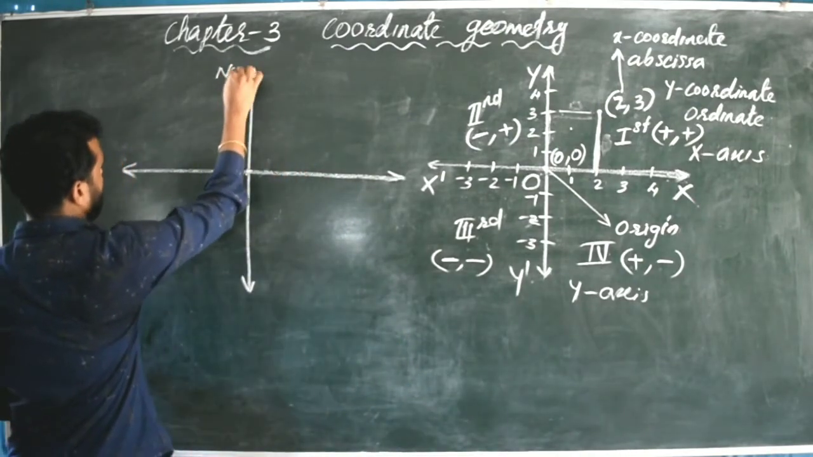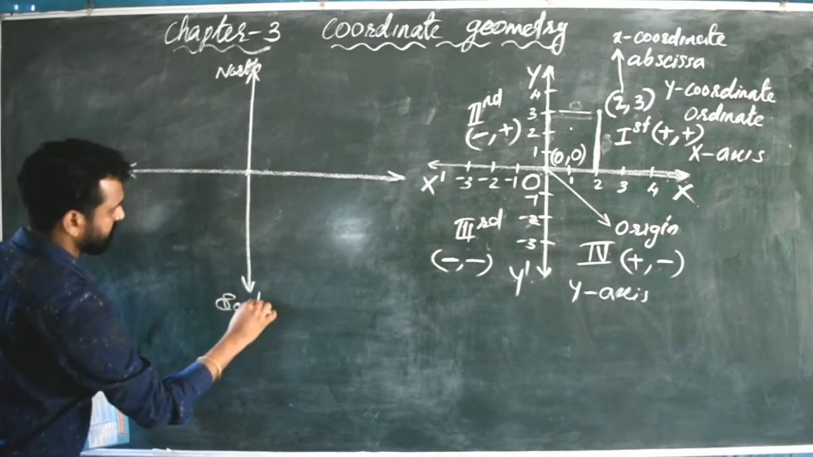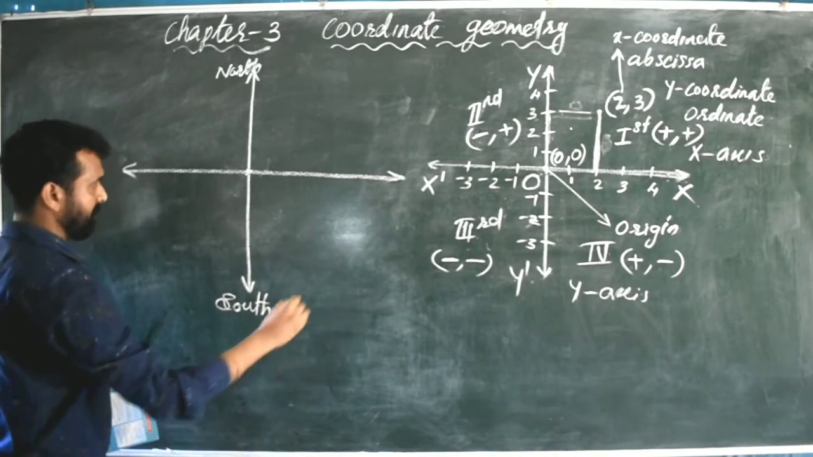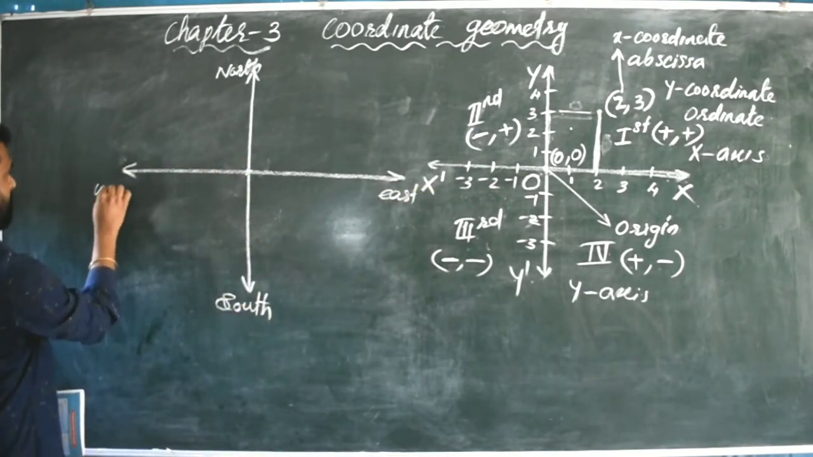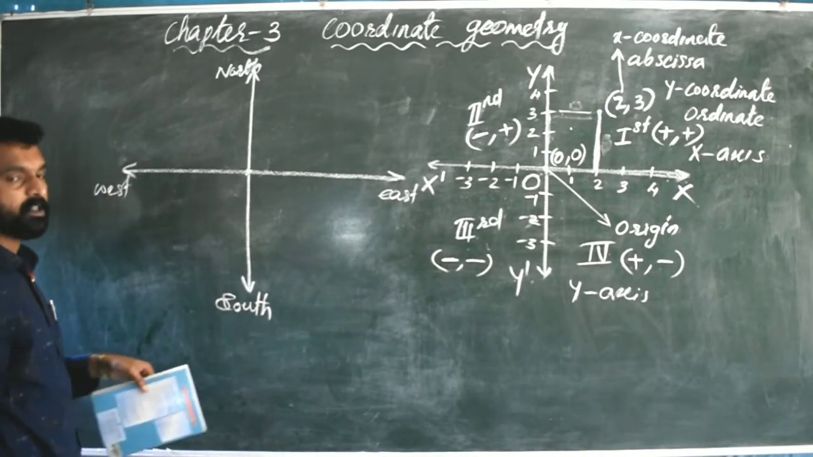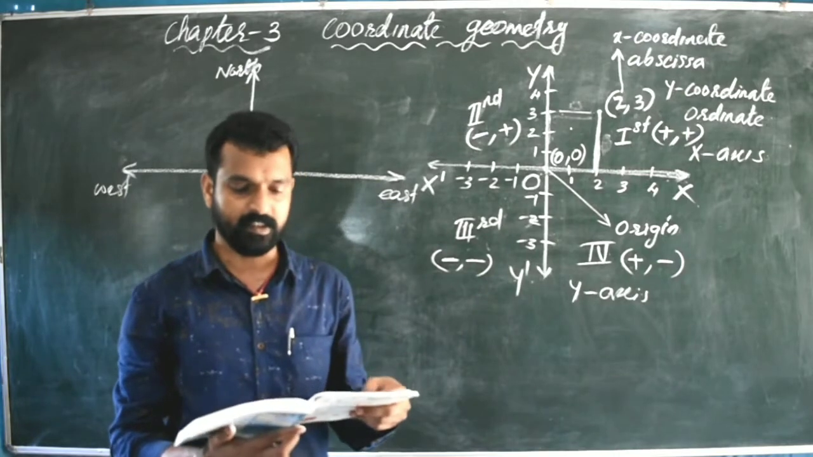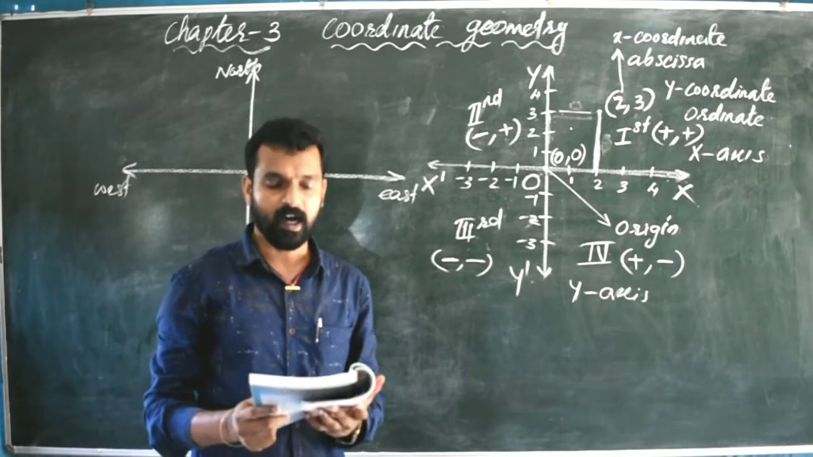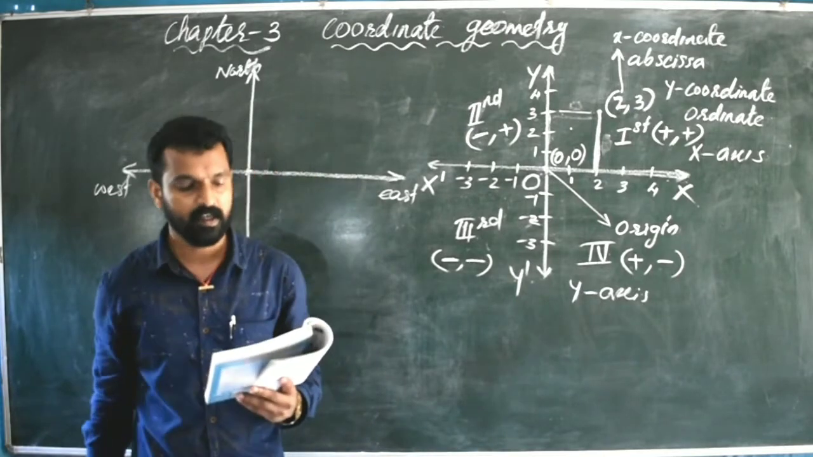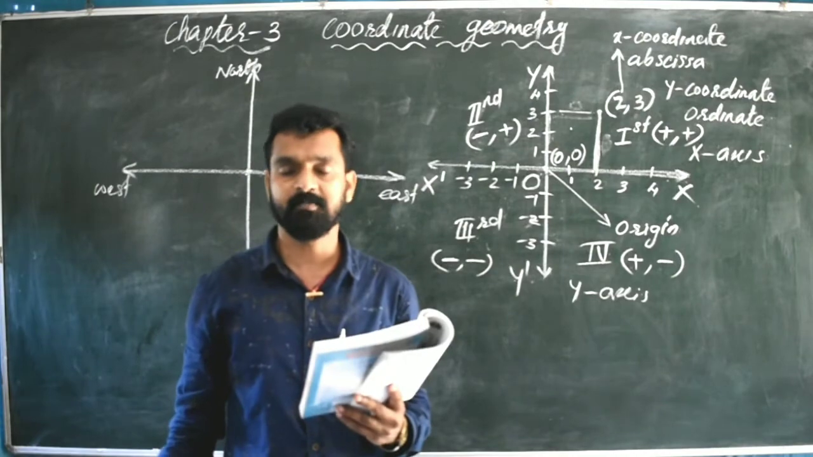This one is the north-south direction, and this is the east-west direction. Now, all the other streets of this city run parallel to these roads and are 200 meters apart.